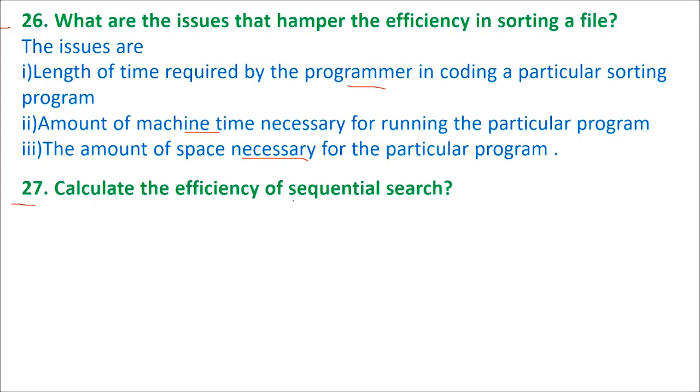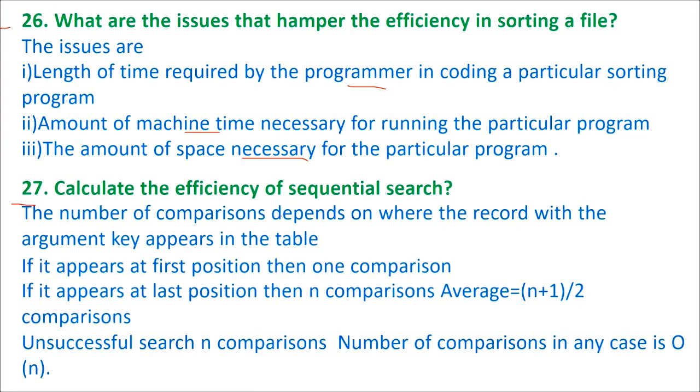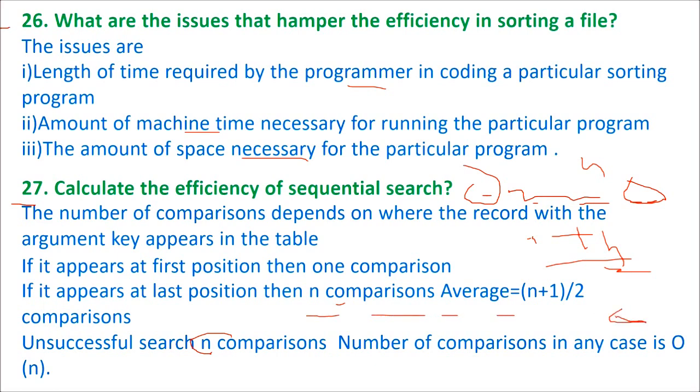Calculate the efficiency of sequential search. The number of comparisons, because these are the values. You go from one place to another sequentially. If there are n numbers, say, the number of comparisons depends on where the record with the argument key appears in the table. If it is in the first position, only one comparison. If it is at the nth position or last position, then what comparison will be done? So that will be n. So 1 plus n by 2, that will be the average comparison. And if you have an unsuccessful search, again you have to traverse all the way to the last element and then say the element is not found. So the number of comparisons in this case will be of order n.